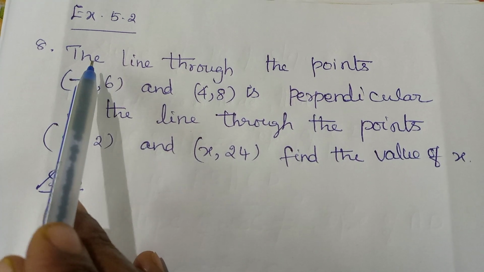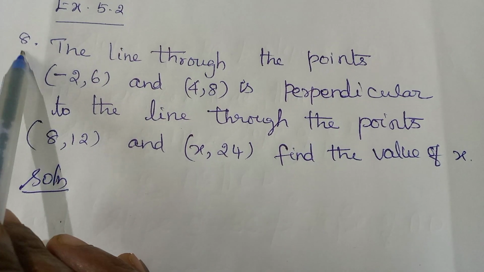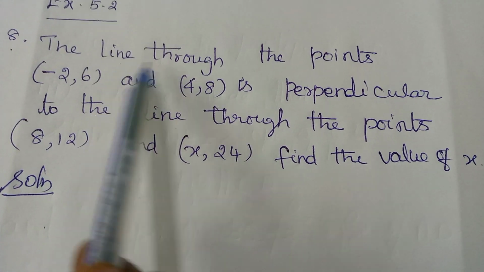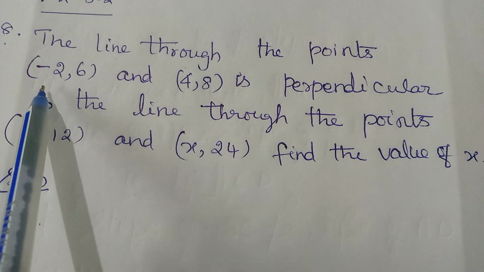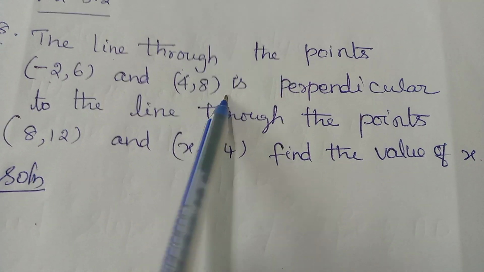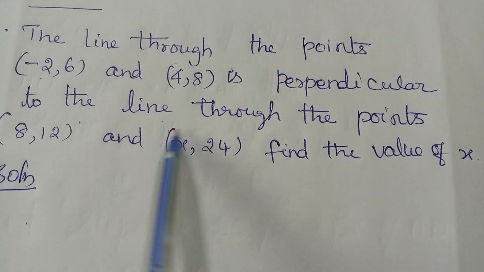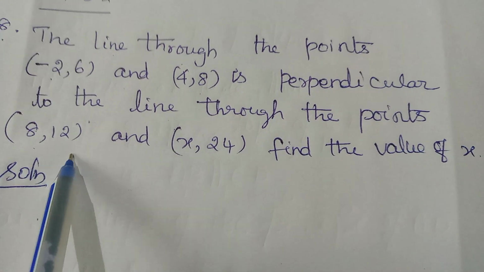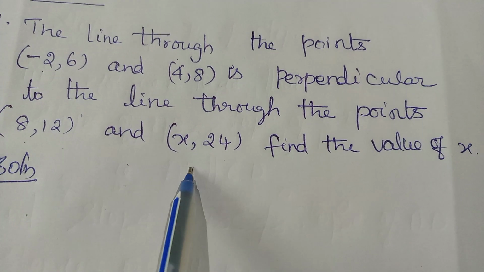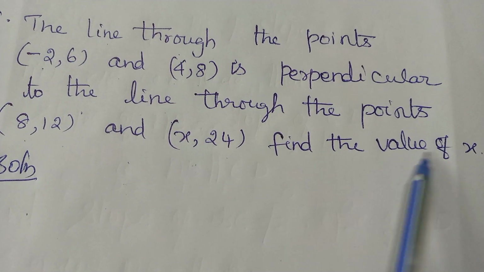Let's do exercise 5.2, the 8th sum. What is the eighth sum now? The line through the points (-2, 6) and (4, 8) is perpendicular to the line through the points (8, 12) and (x, 24). Find the value of x.